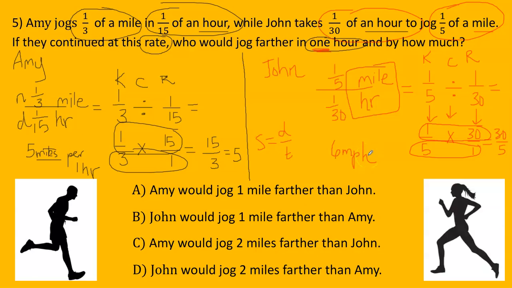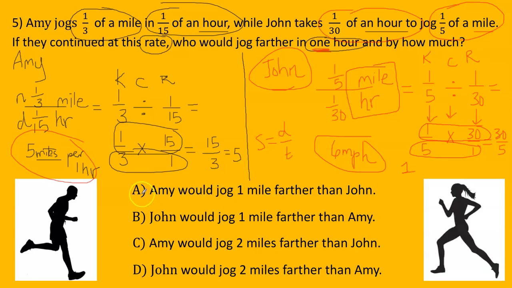Now that they're unit rates, it's a lot easier to compare. When it was just a rate, 1/3 of a mile per 1/15 of an hour, and 1/5 of a mile per 1/30 of an hour, it's very confusing to compare them. Now it seems simple. 6 miles every hour is a faster rate than 5 miles every hour. So John is moving at a faster rate, 1 mile per hour faster. So he travels 1 mile more per hour.